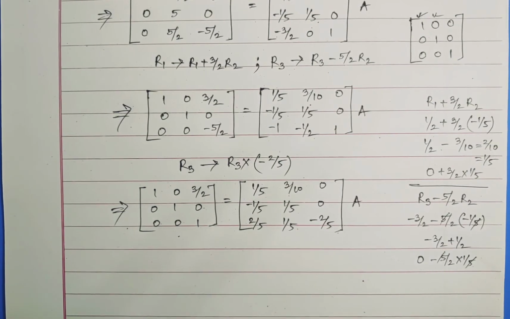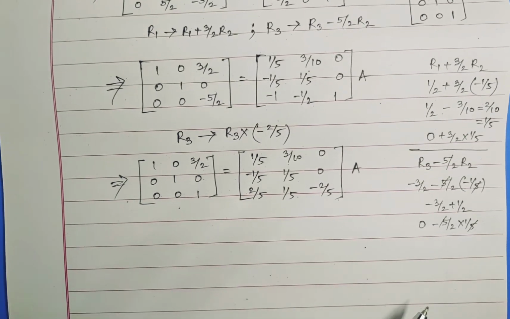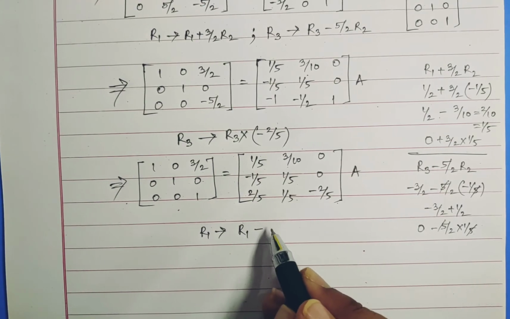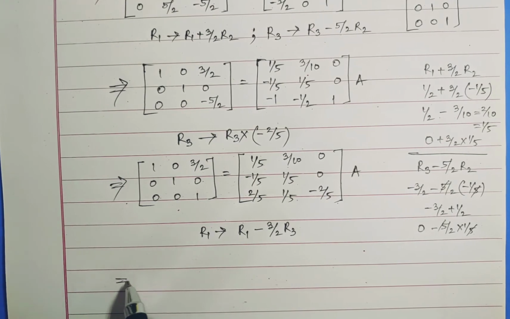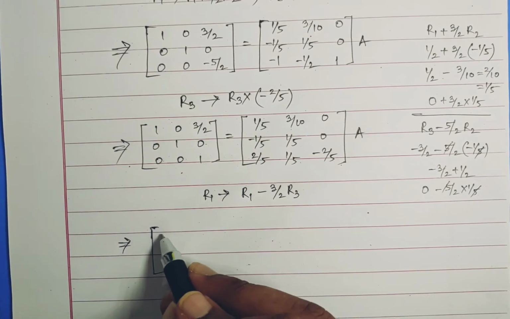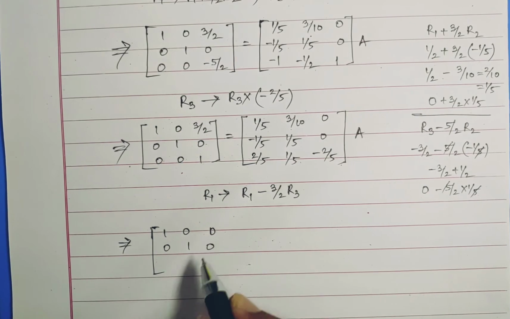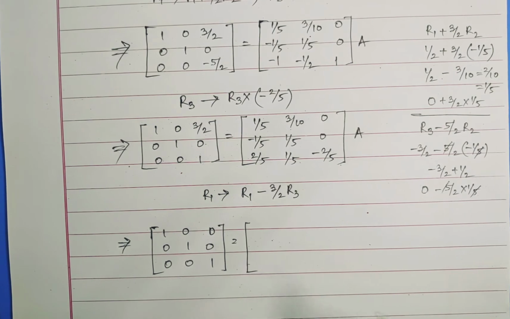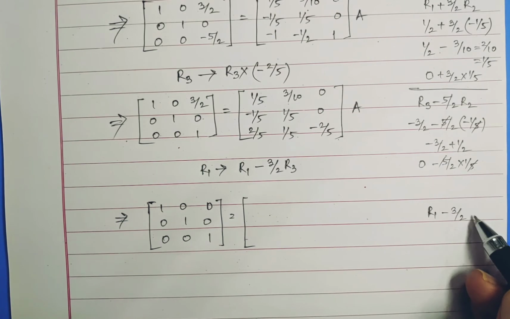Implies. Now the next step, the last operation we need to do is to make this one 0. And what shall be the operation? R1 implies R1 minus 3 by 2 with the help of this one. 3 by 2 R3. So now we got this side as our I, which we wanted to get from the very beginning. 1 0 0, 0 1 0, 0 0 1. So this side we got already I. Now this one will be giving us our A inverse. So I will write here R1 minus 3 by 2 R3.